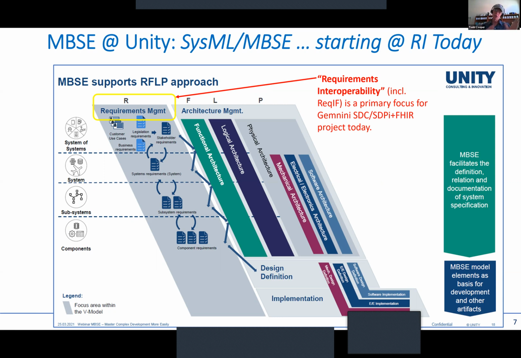This is one model, the left side of a V model, where you have requirements management, requirements modeling on the left. We were already looking at that, as I said, requirements interoperability. We were saying, how do we actually craft perhaps a UML model of requirements interoperability, and then use that to be able to achieve multi-standard, multi-specification interoperability for this Gemini SDC SDPi+FHIR project. So MBSE, SysML, requirements modeling, it fits in perfectly.